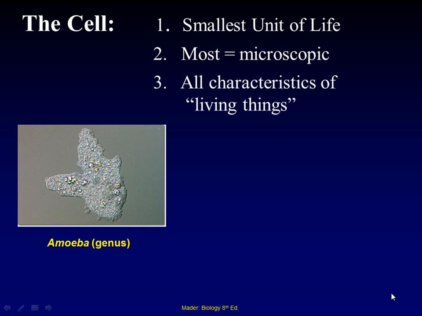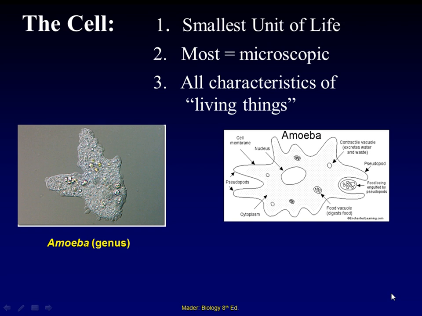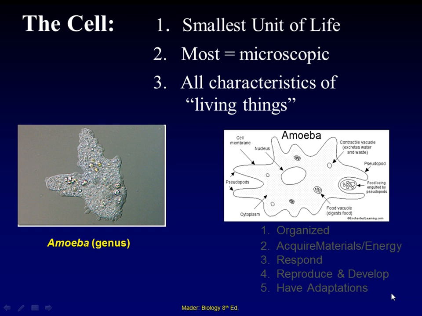You may think that this amoeba here looks like just a blob, but this is a one-celled protist. Maybe we'll see some in some pond water later on when we get the microscopes out. But if we were to look at this amoeba and study it, we would see that it's very organized, and it actually exhibits all of those 5 characteristics of life that we talked about in chapter 1. It's organized. It acquires material and energy. It responds. It reproduces, and it adapts.